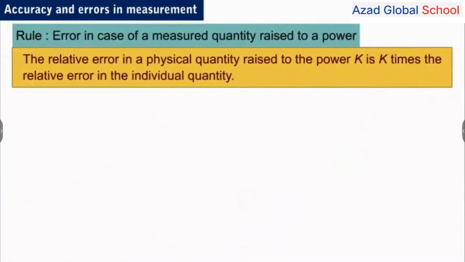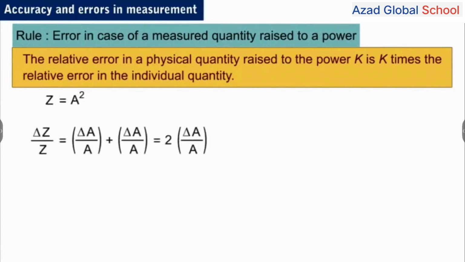The relative error in a physical quantity raised to the power k is k times the relative error in the individual quantity. If z is equal to a square, then delta z by z is equal to delta a by a plus delta a by a, which is equal to 2 into delta a by a. Hence the relative error in a square is twice the error in a.